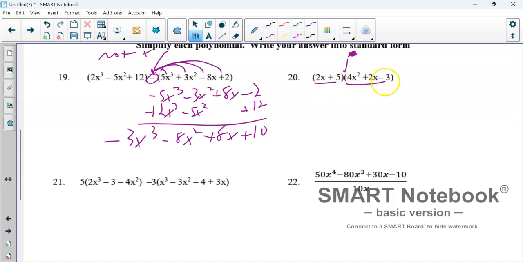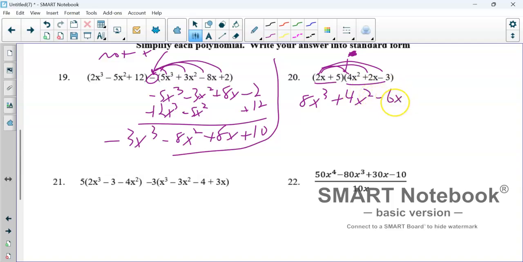Here, we're doing a 2 by 3, which means we're going to get 6 terms at first. So we're going to do the 2x times all 3. So 2 times 4, that's 8x cubed. 2 times 2 is 4, and then x squared. And 2 times negative 3, pay attention to the negatives, negative 6x. Now we're going to send the 5 in. Plus 20x squared. Plus 10x. And minus 15. And then you just join like terms.